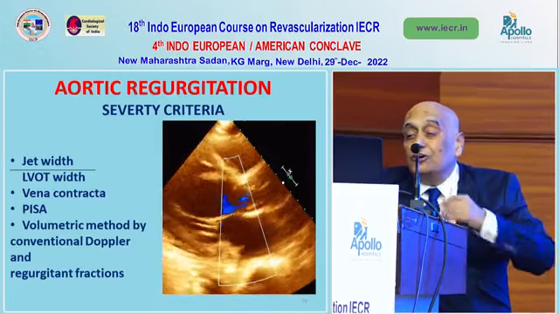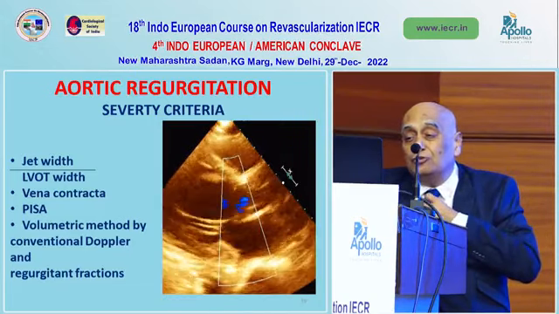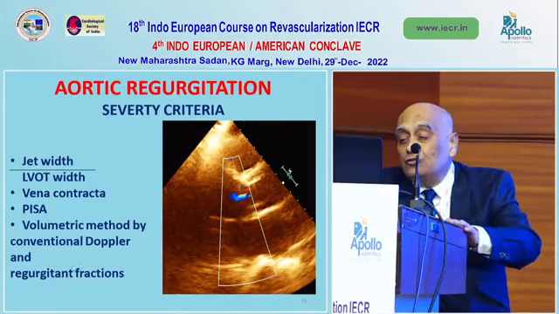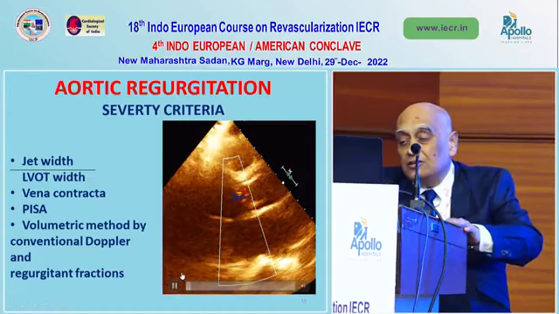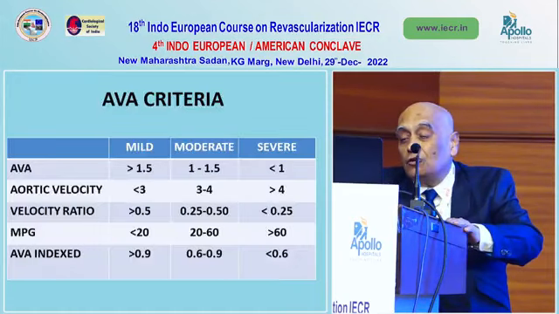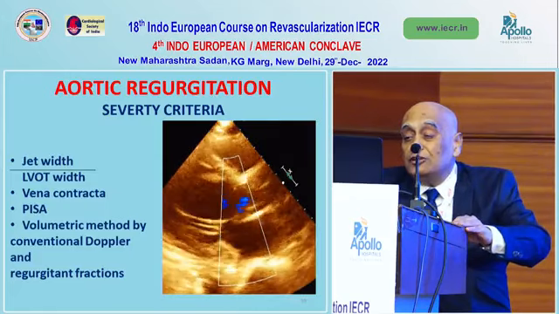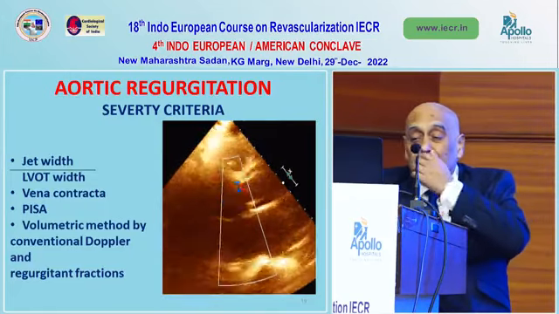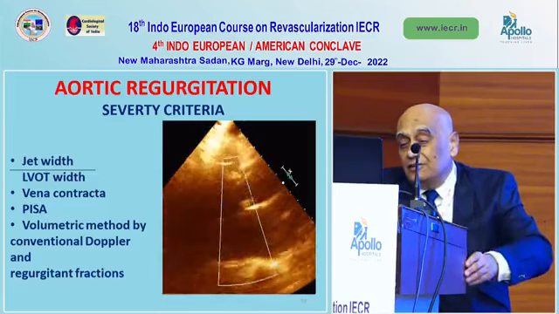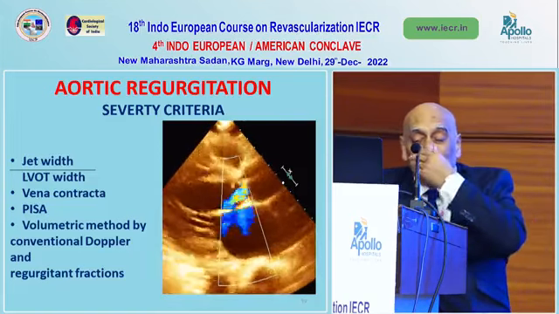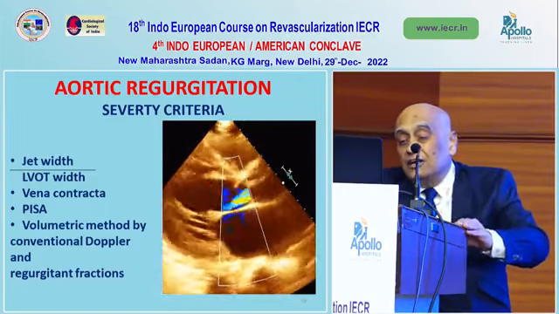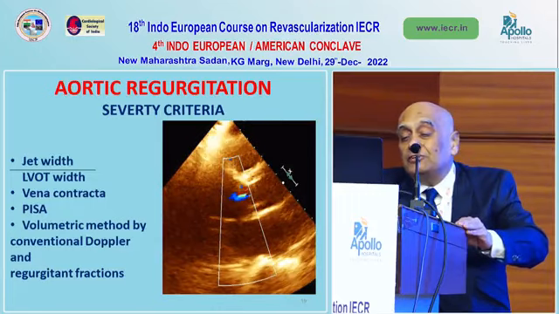So you are getting the AR jet, you can see over here. So we are now looking at aortic regurgitation. What we used to do earlier was to look at the jet width, that we have been doing for the last 20, 30 years. What we have been doing is to look at the jet width at the origin and compare it with the LVOT width. But now we have other methods, that is the vena contracta, the PISA, and we can also use the volumetric method by conventional Doppler and regurgitant fractions.